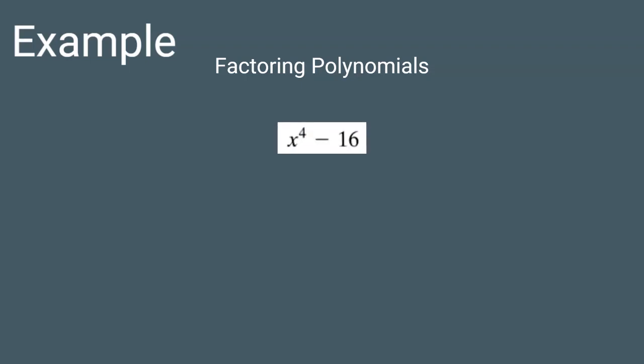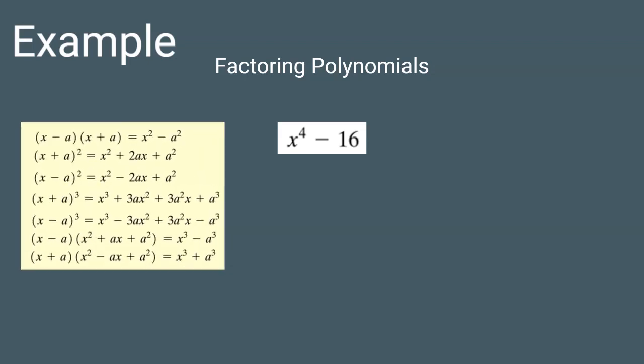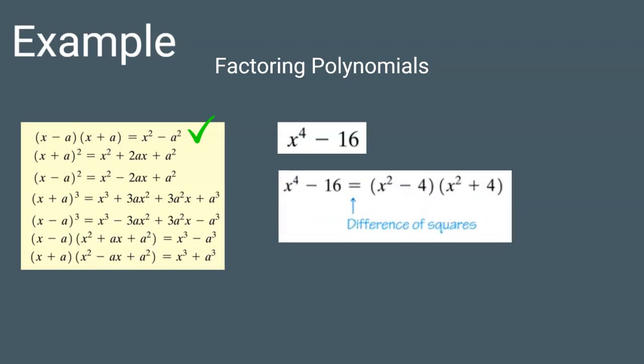Now let's look at an example and see if we can figure out how to factor these polynomials. The first polynomial is going to be x to the fourth minus 16. First, let's get our notes and our list of all of the special products that we just discussed. Looking through these, we can see that this looks most like x squared minus a squared. We can rewrite the polynomial as the difference of two perfect squares by saying x to the fourth minus 16 equals x squared minus 4, x squared plus 4.